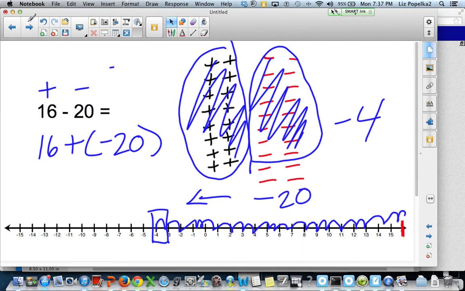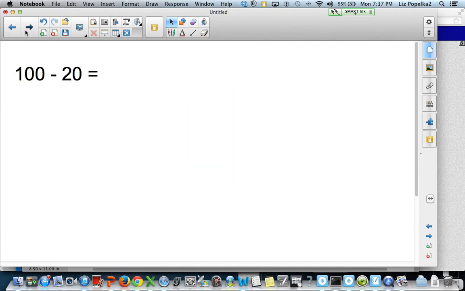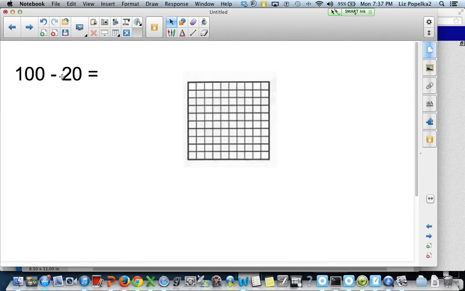Moving onward, I'm going to go to the next slide. So 100 minus 20. I'm starting out with a positive 100 and taking away 20. And this one I'm actually only going to solve one way.